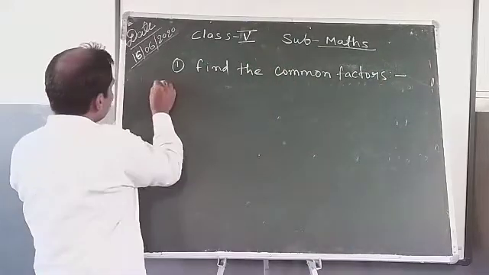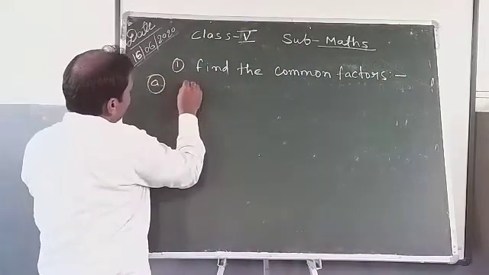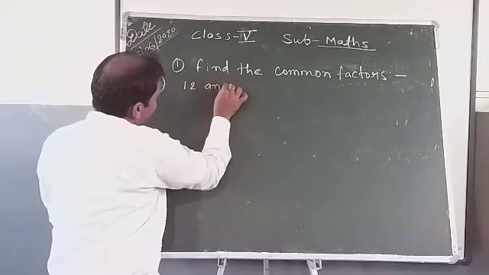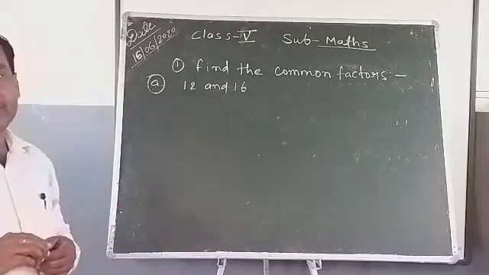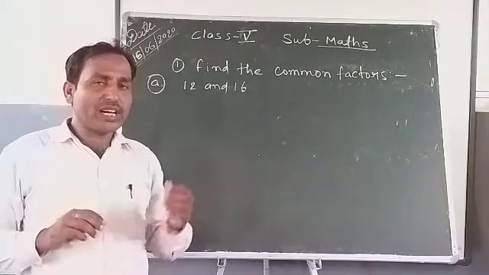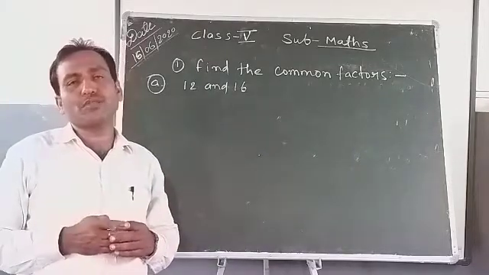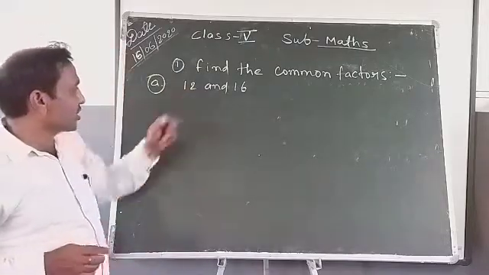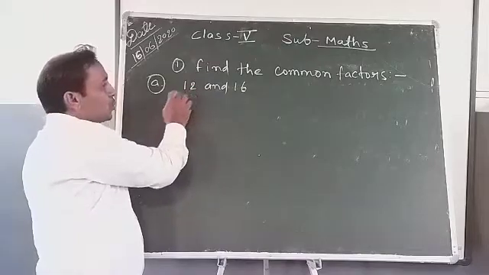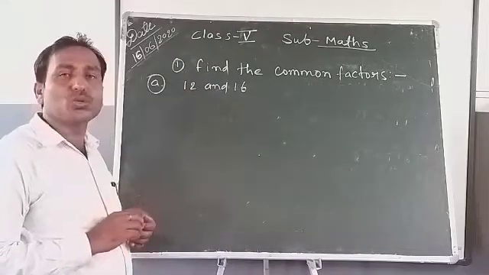Question number A: 12 and 16. First I write the two numbers here, 12 and 16. So write all the factors. You know what factors mean? Factors means numbers by which 12 is divisible.